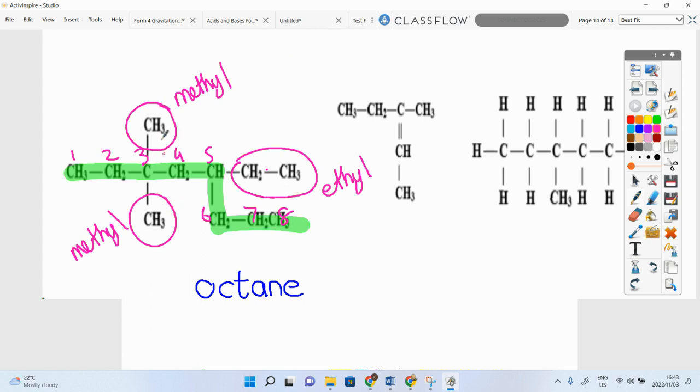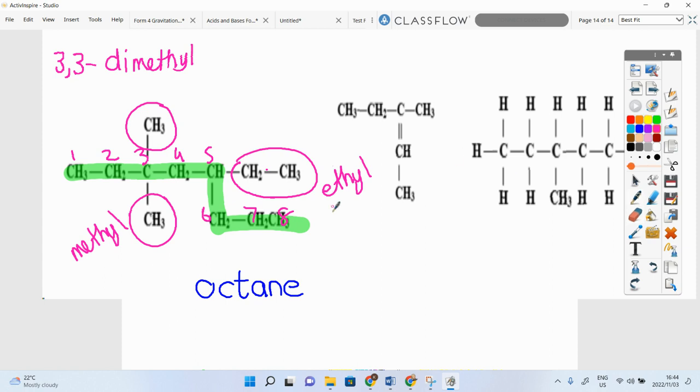Where are they both? They are both on the third one. That didn't have to be the case. They could be on different ones. You still have to say 3, 3, because they're both on 3, dimethyl. If one was on the fourth one, then you'd go 3, 4, dimethyl. If it's the same, you must write it twice. So 3,3-dimethyl must go in our name.